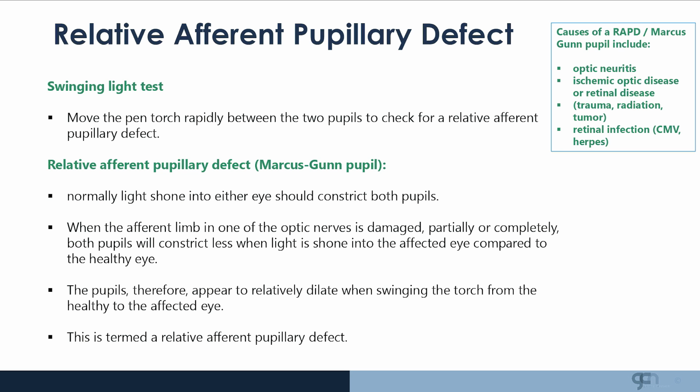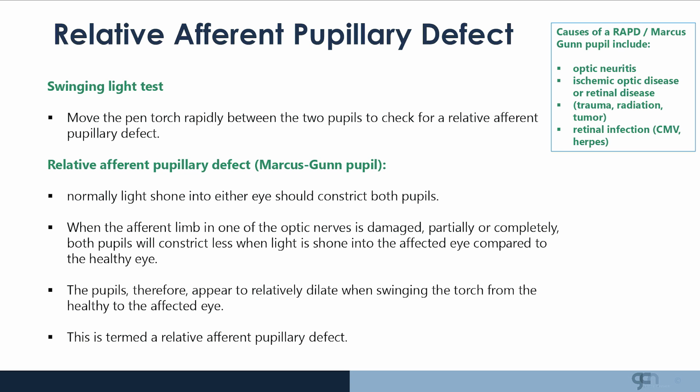So this is determined by the swinging light test. The pen torch is moved between the two pupils, and the pupils are observed for their ability to constrict as light enters each eye. Now, a relative afferent pupillary defect or a Marcus Gunn pupil is as follows. Normally, when light is shone into either eye, you'd expect a good constrictive response. However, when the afferent limb in one of the optic nerves is damaged, partially or completely, both pupils will constrict less when light is shone into that affected eye compared to the healthy eye.